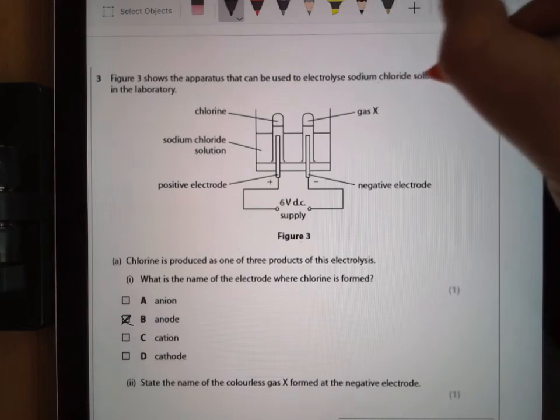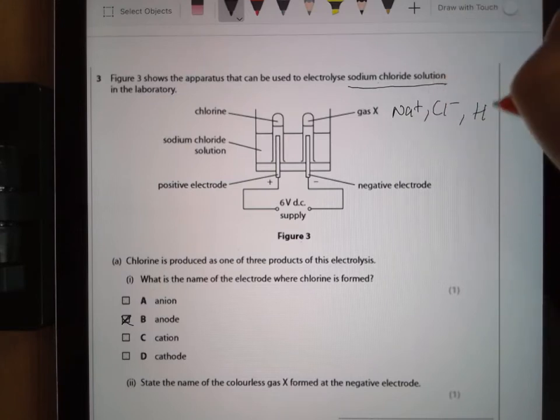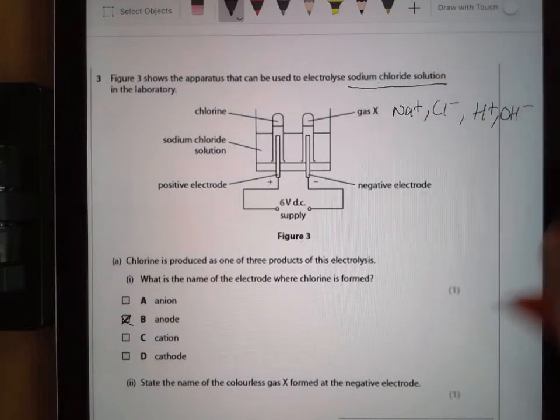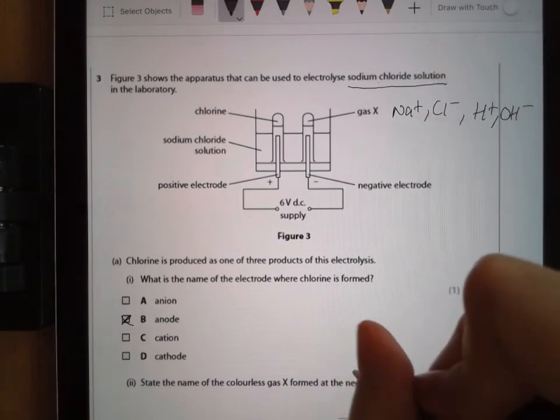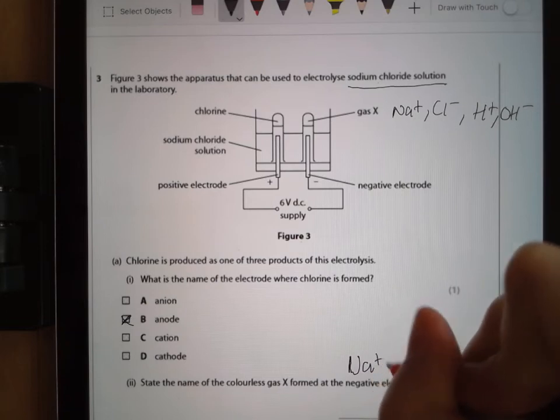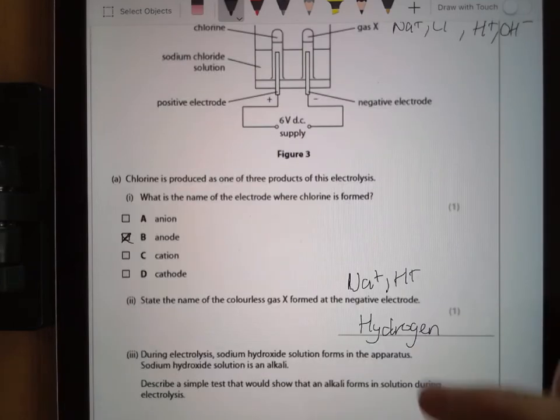You are electrolyzing sodium chloride solution. So you have got Na plus and Cl minus, but you've also got H plus and OH minus. And at the negative electrode, all of your positive ions are going to go. So you're going to have Na plus and you're going to have H plus. It tells you you're forming a gas. So you know hydrogen is going to be the one that forms. Hydrogen's less reactive, hydrogen will form.